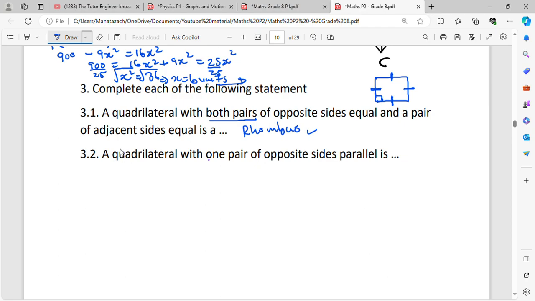And then the final question, 3.2, a quadrilateral with one pair of opposite sides equal. So here just one pair. That means this side is equal to that side. The other pair doesn't have to be parallel in this case. So this is a trapezium. This is a trapezium where just one pair of opposite sides is parallel.